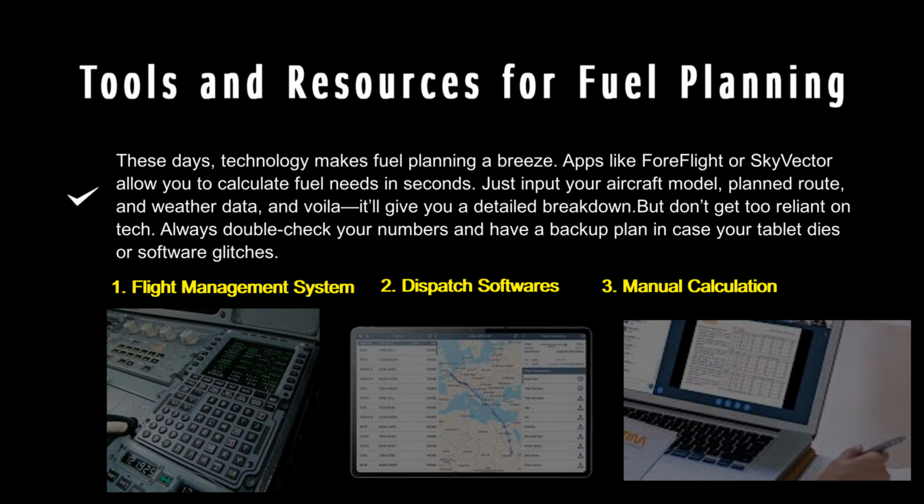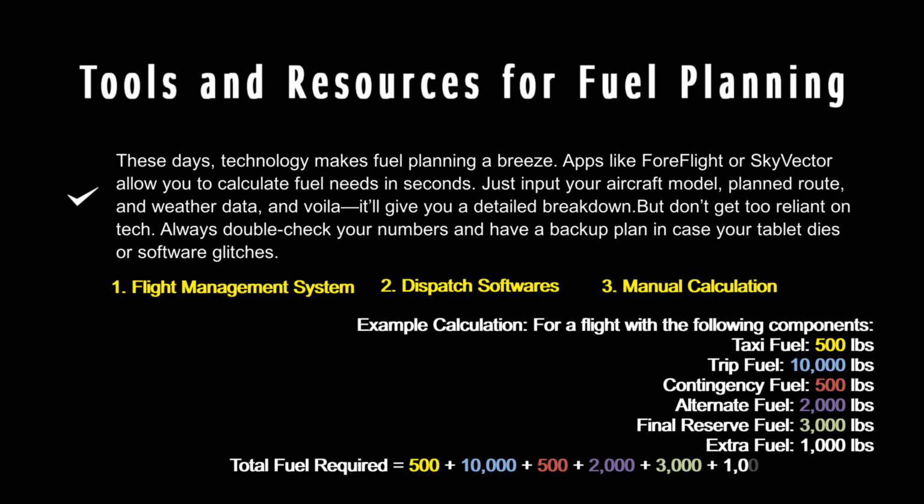Example calculation. For a flight with the following parameters: distance 1,000 nautical miles, average fuel burn 5,000 pounds per hour, cruise speed 500 knots. Fuel calculation. Taxi fuel 500 pounds. Trip fuel 1,500 knots times 5,000 pounds per hour equals 10,000. Contingency fuel. 5% of trip fuel equals 500 pounds.